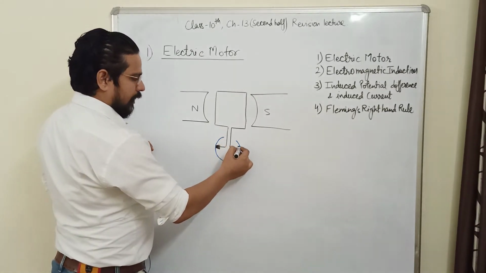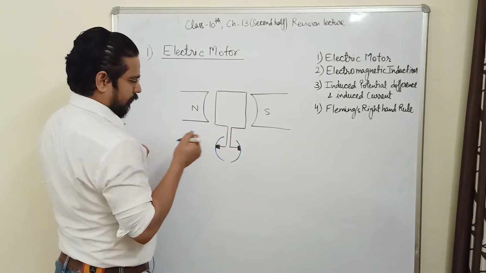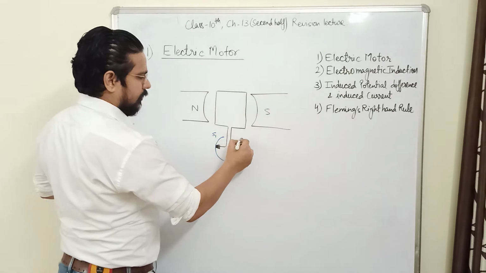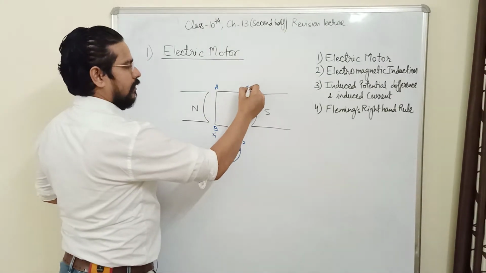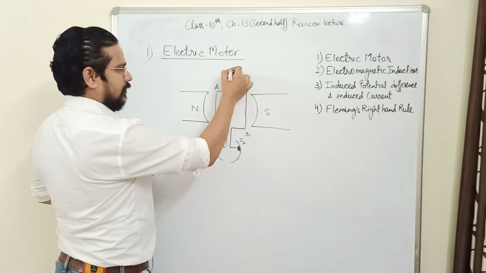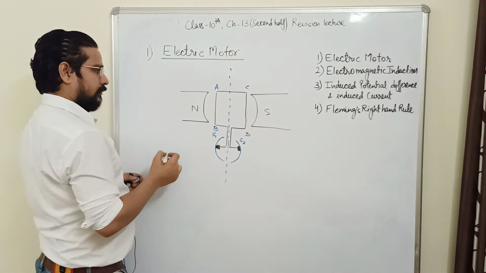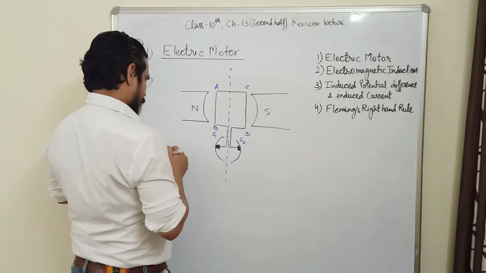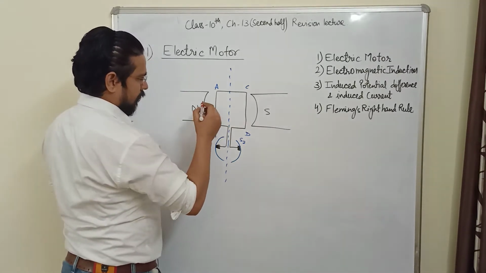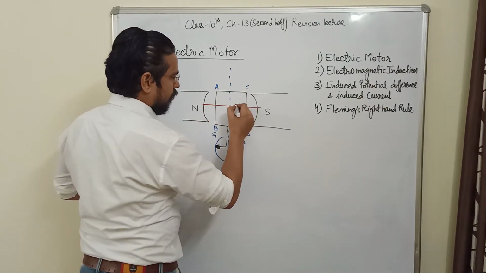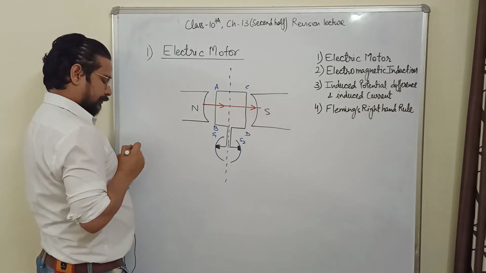With blue color I have shown you slip rings. Let us name them slip ring 1, S1 and S2. Let us name our conductors also, AB and CD conductor. Let this be the axis of rotation for the motor. The direction of magnetic field I will represent with red color. This is the direction of magnetic field, north to south.